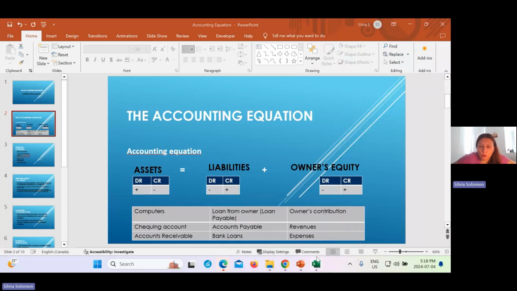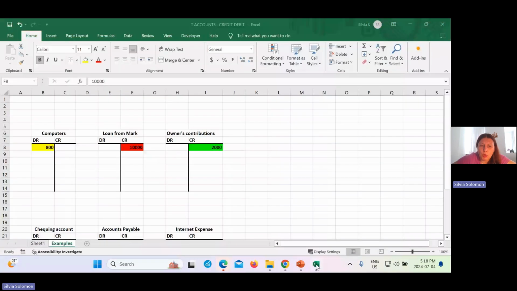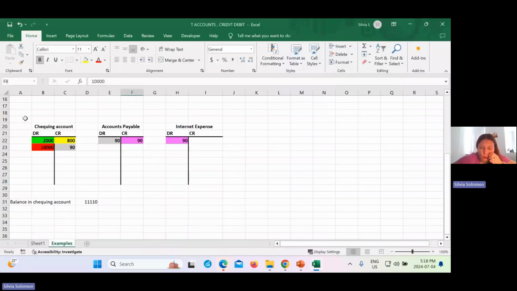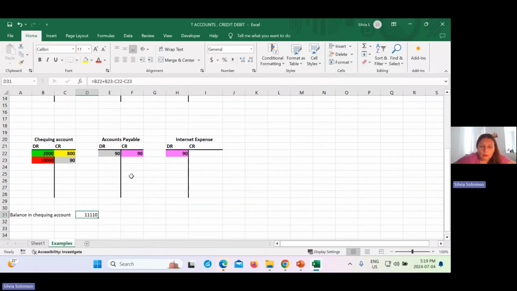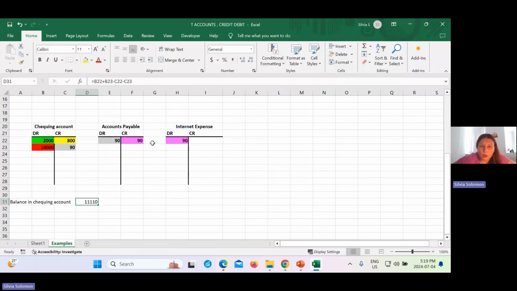Now, if we want to calculate how much money we have in the checking account, well, we debited the account with some money, so the amount increased. We credited the account when we took some money to pay for the laptop and the internet bill. So we have the formula here, debits minus credits. In the checking account, at the end of the month, let's say, we have $11,110. Here, zero liability, debit minus credit.